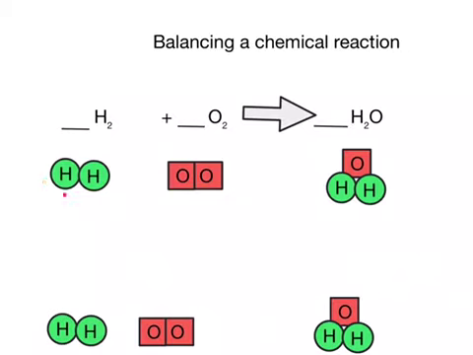Notice that my hydrogens on my reactant side are bonded together, just like my oxygens are bonded together, because they are diatomic molecules. Remember your 7 diatomic molecules. So we have our diatomic molecules, and those two came together to make water. But I don't have the same number. So I need to figure out how to get the same number.